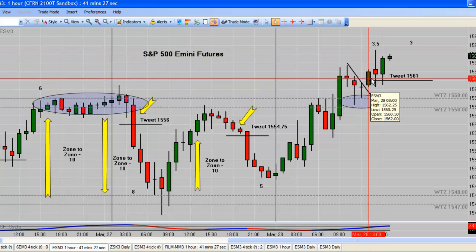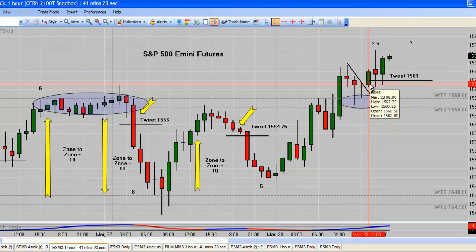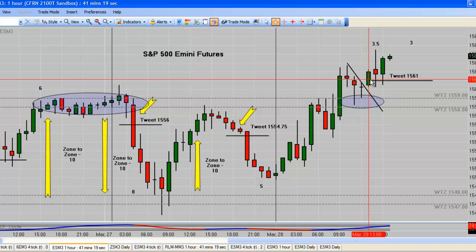Okay, we broke the area. Boom. You get in on a stop, however you're getting in. Consider being long above 1561. Go read the tweet. Now, that's the thing about the tweets going back a few years. It's a matter of historical record. It's not about me trying to promote something that may or may not have transpired.